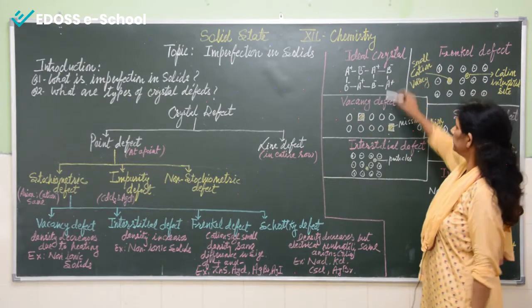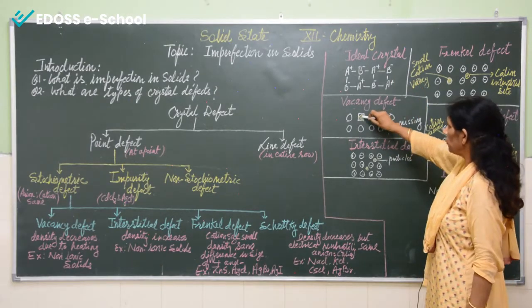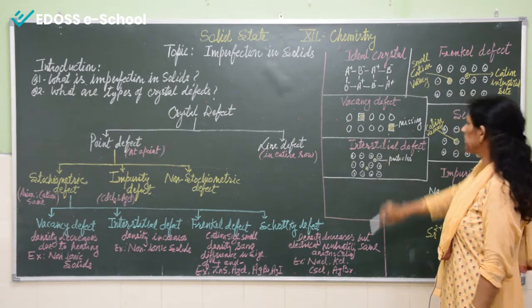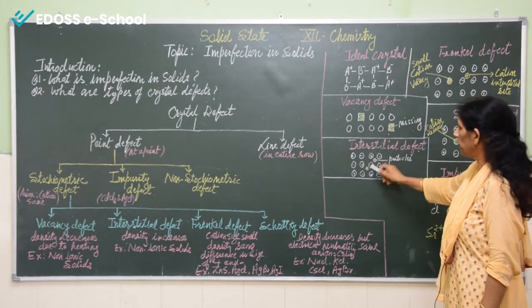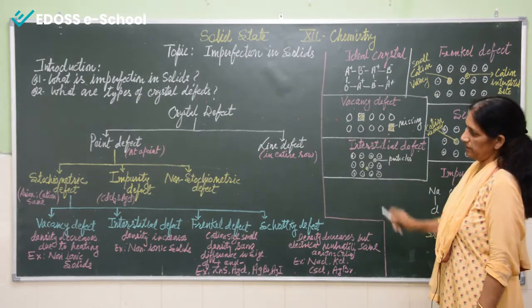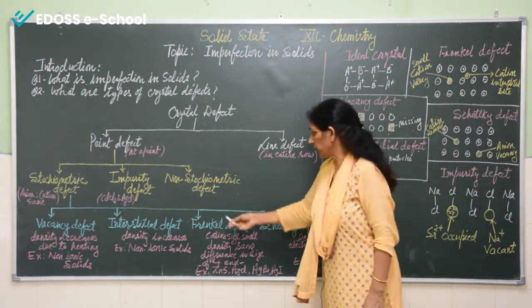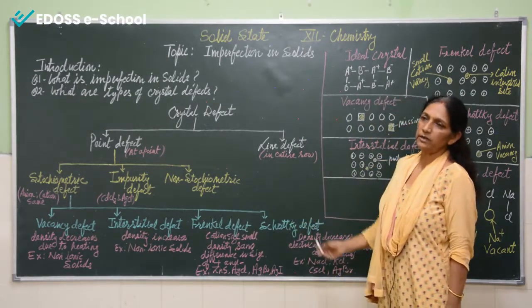Either it can be vacancy defect or it can be interstitial defect. Meaning either a cation or anion can be missing from its place, or extra cations or anions can occupy interstitial sites. Now these two defects can form either Frenkel defect or Schottky defect.